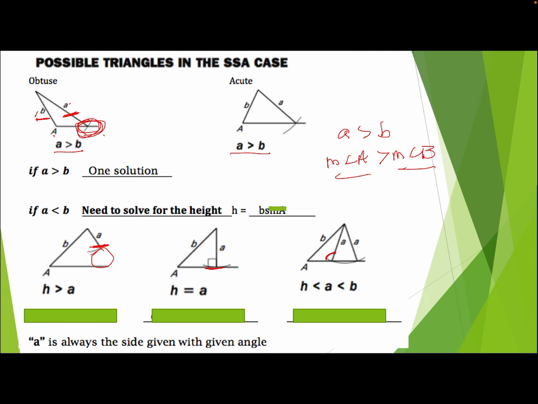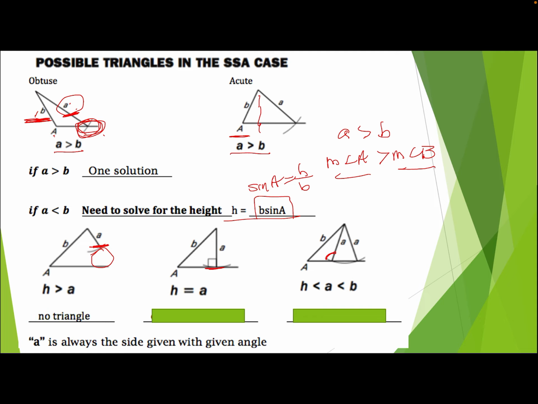You're going to take H and find the height. You're going to find the height of your triangle and do B sine A, just like we did at the beginning. See, because if I have this triangle here, sine A would equal H over B, wouldn't it? So H equals B sine A. So you take the side they give you that's not opposite the angle they give you and times it by sine of A. And that's your height. Now you're going to compare your height to the other side, the side that they gave you.